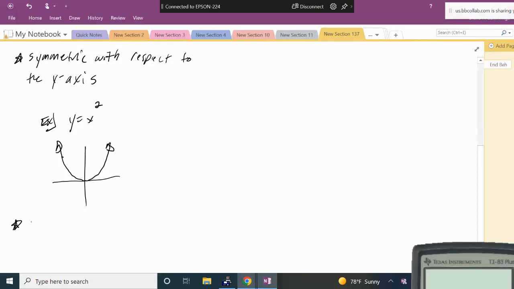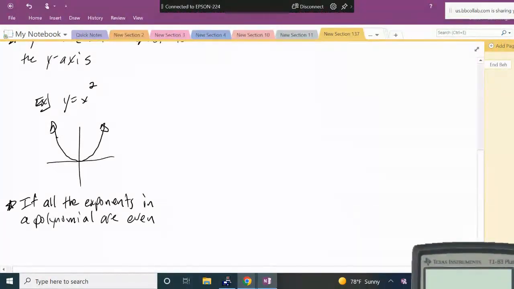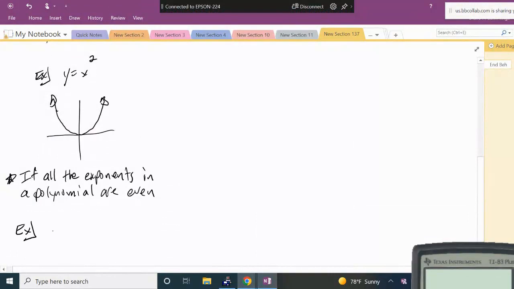Another thing about even functions, and this is if we're talking about a function, not necessarily a graph, if all the exponents in a polynomial are even, then we have an even function. Okay, so here's an example. Y is equal to x to the fourth plus x squared. Right? That would be an example of an even function because all of the exponents are even numbers.